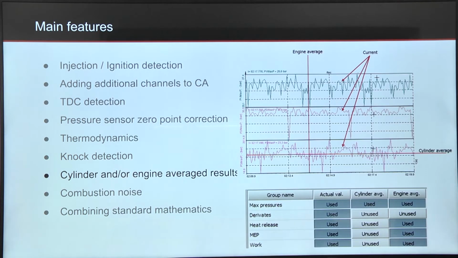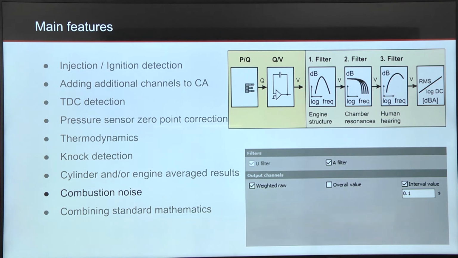With all of these outputs that we have in the combustion analyzer, we can have different types of outputs. So we can have all the current outputs. We can also have engine averaged outputs or cylinder averaged outputs if we have a multi-cylinder engine. And we also have mathematics for calculating the combustion noise of the engine. So what would be the direct output of the noise from the combustion inside the engine.